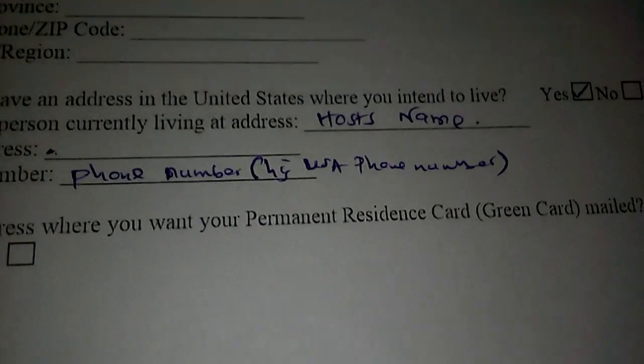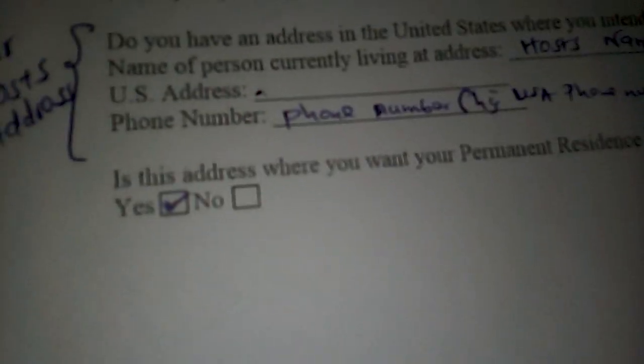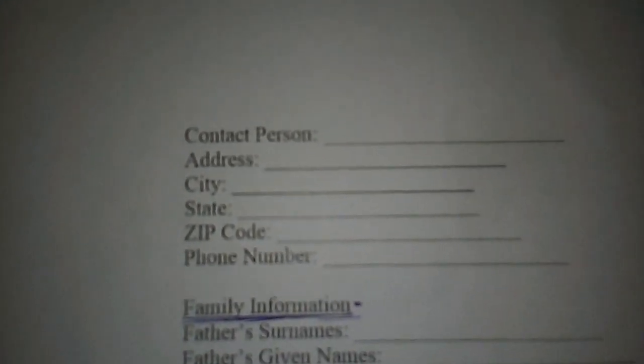I think, guys, we are done with the first phase of the DS260 form, but we are supposed to finish it with the last one. So if in this last question you put a yes, that is, this address is where you want your permanent residence card, which is the green card, mailed to, then you don't have to answer the next set of questions. But if no, then you have to give the contact of the person that your permanent residence card, green card, is supposed to be mailed to: the person, the address, the city, the state or province, and the phone number.